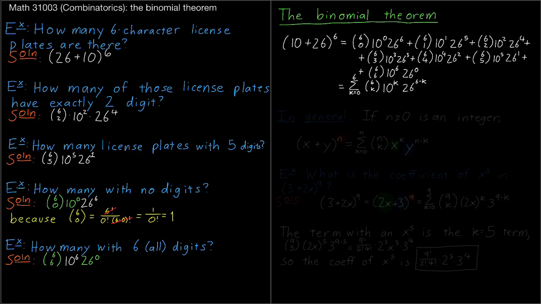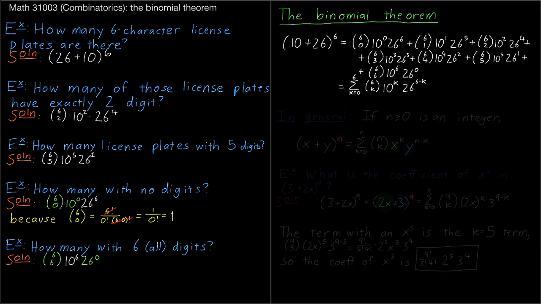So the binomial theorem, there is nothing special about the number 6. You could do the same thing with 7, 8, 9, 10 digits. You just have to go from 0 to 7, 8, 9, 10 in your sum, and you'd have 7, 8, 9, 10 choose k in your computation of how many license plates with k digits.